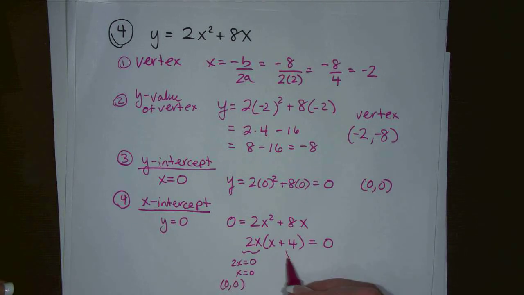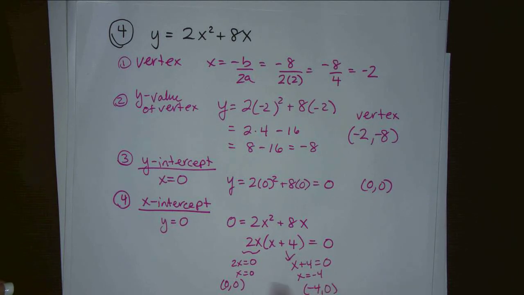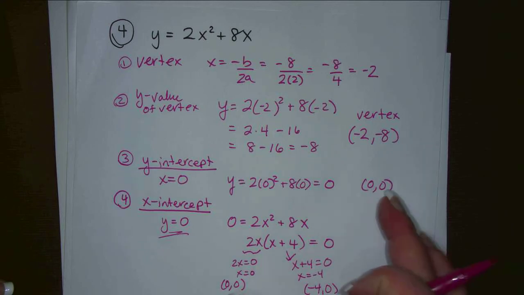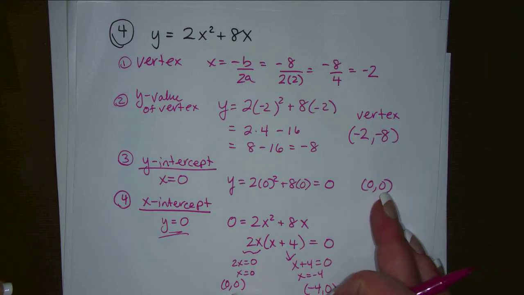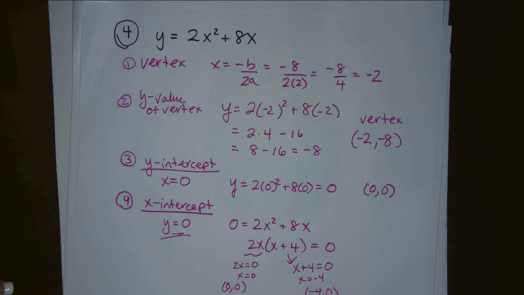This one, negative 4, and y is 0. So the x and y-intercepts are, one of the points are the same, because they both go through the x and the y. And then we'd graph it.